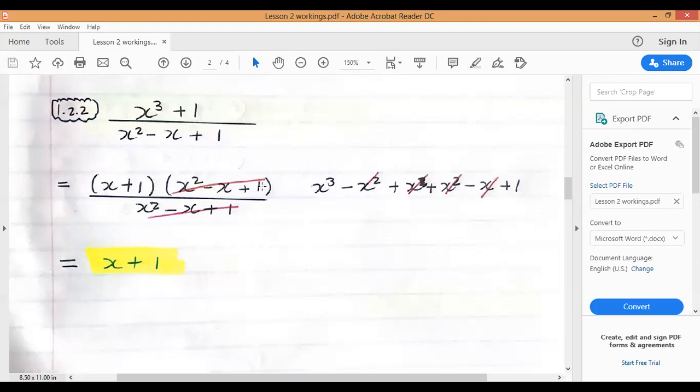And yes, guys, we see something that is common between our numerator and our denominator. Therefore, it can cancel. Your x squared minus x plus 1 cancels, then you'll be left with x plus 1. And this is your answer.